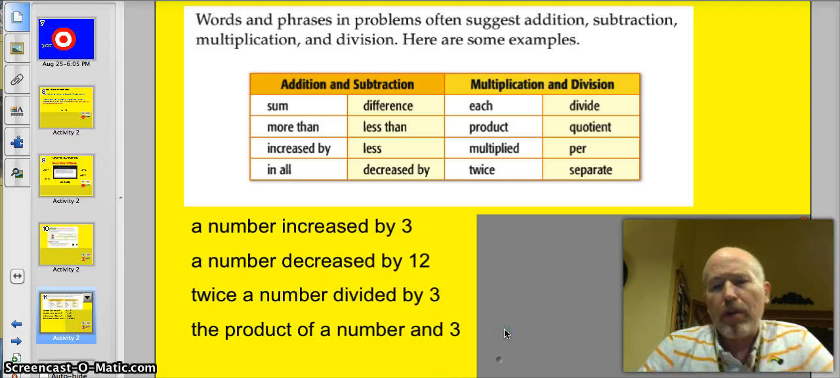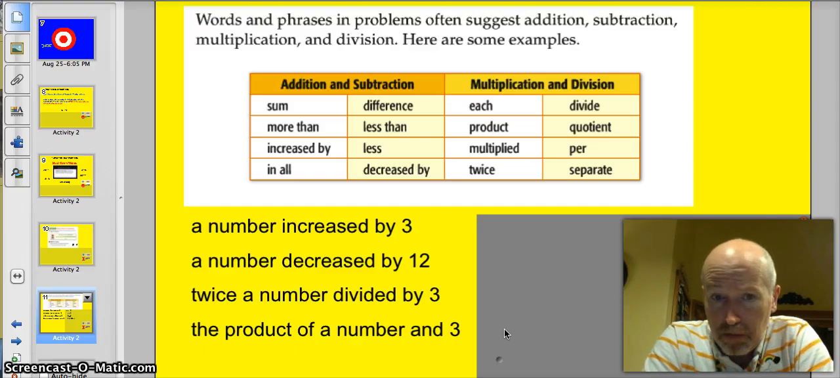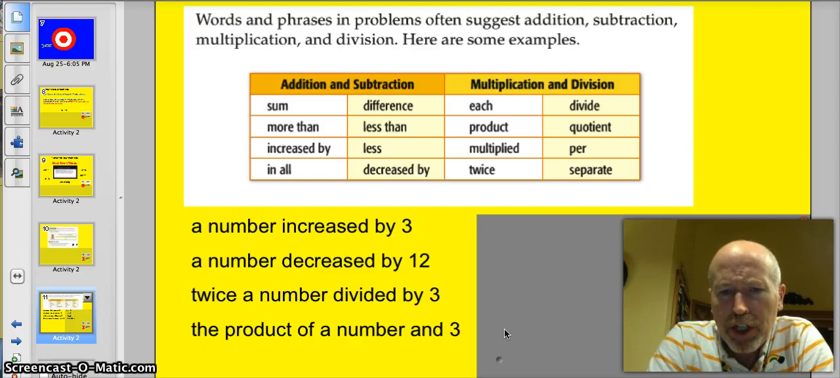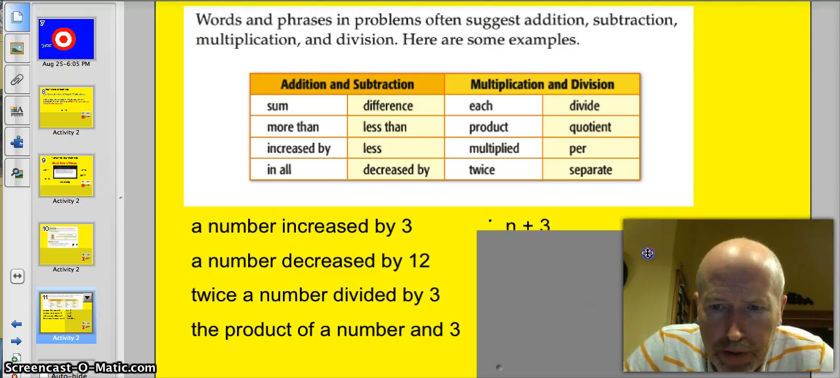So here's 4 of them. Why don't you pause the screen and see if you can write some expressions. And let's just use n for number for all of these expressions. So go ahead and pause, see if you can answer these 4 questions. I'm back. Okay, a number increased by 3.